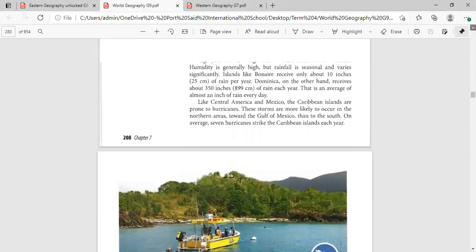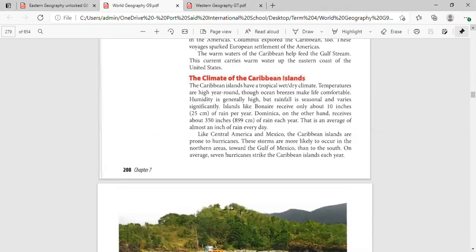Right, so here the climate is very easy. It has 2 seasons, tropical, wet and dry. And we know that tropical wet and dry means having 2 seasons, summers and winters. Humidity is very high. They don't receive plentiful rainfall, but they receive a normal amount. An inch of rain is not that much. But the most important point here is that they are prone to hurricanes and storms.